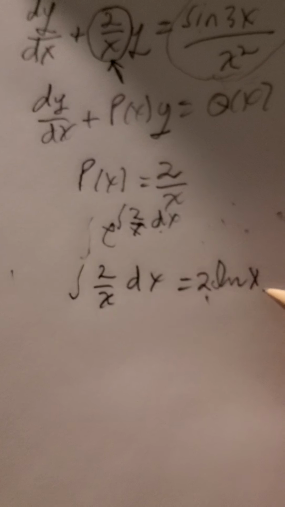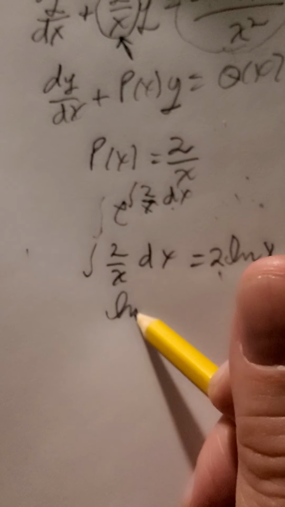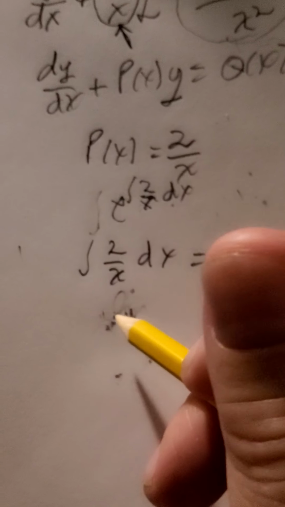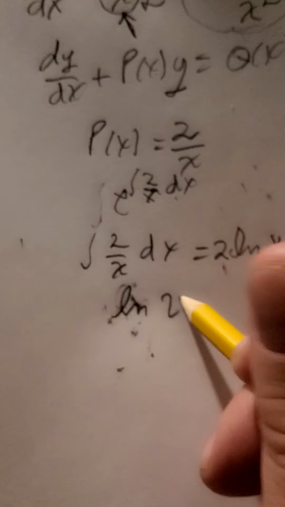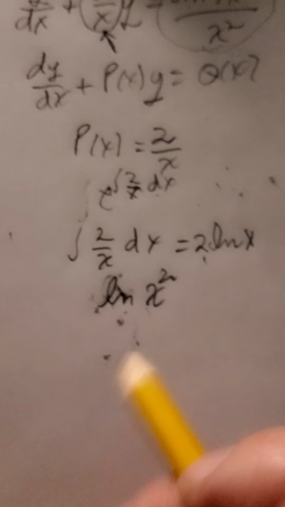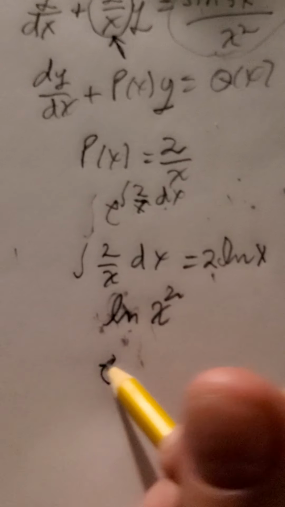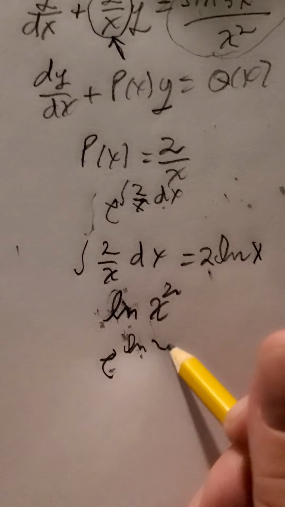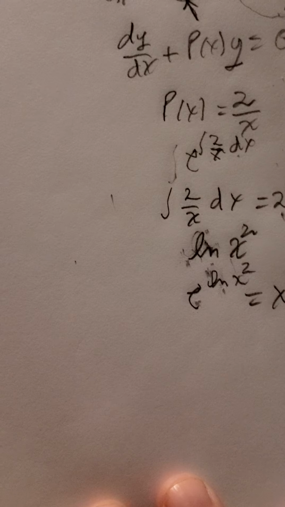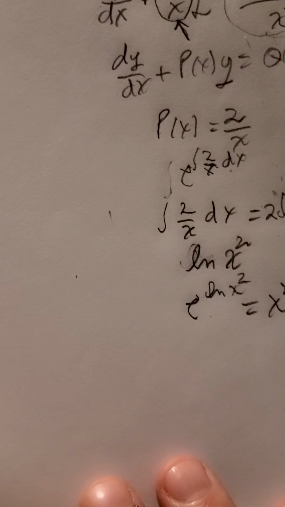Okay, 2 times the natural logarithm of x, which can also be written as the natural logarithm of x squared. Now I want to show you what happens when you get your multiplier. You're going to have e to the natural logarithm of x squared, which just equals x squared. How do I know that just equals x squared? Well, let me show you something, an extra bonus here.